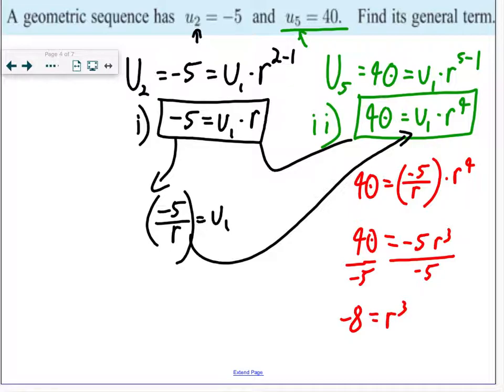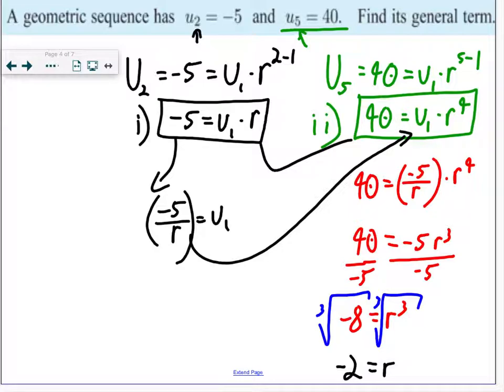Well, to undo something that is cubed, that's right, I'm going to do my cube root. And using my calculator or just some good math, I know that the cube root of negative 8 is negative 2, which is equal to r. Okay, so now that I have the r, I still need to know what the first term would be.